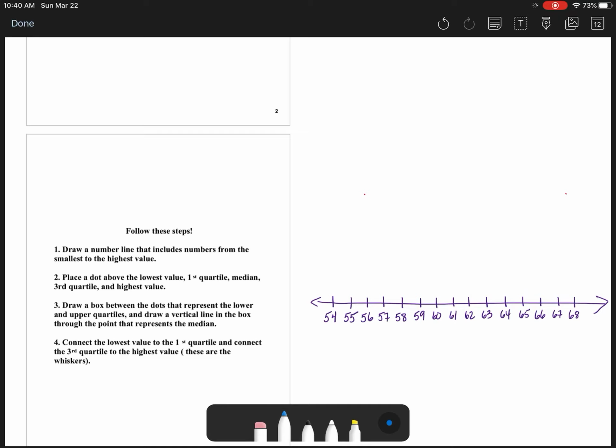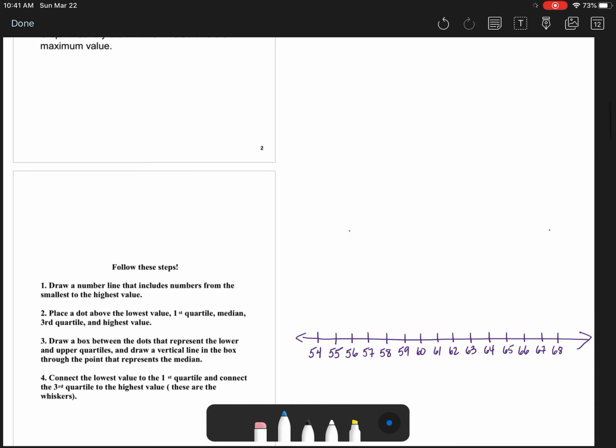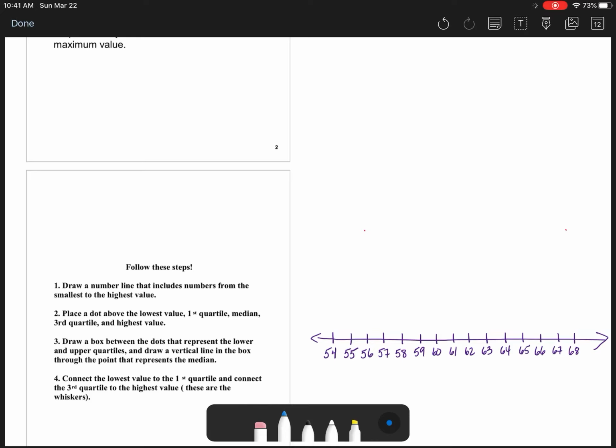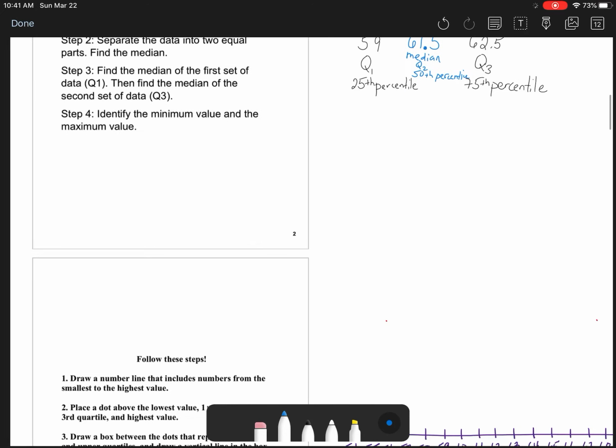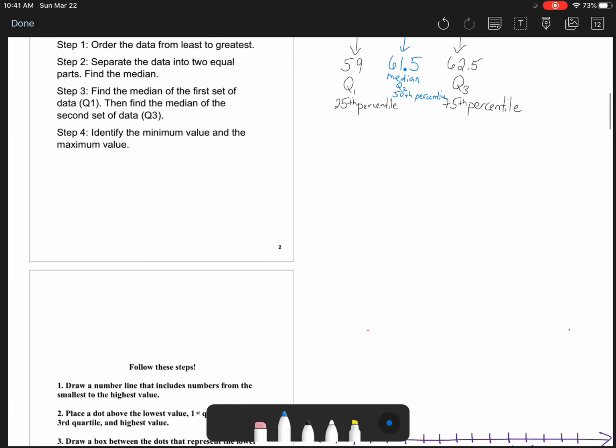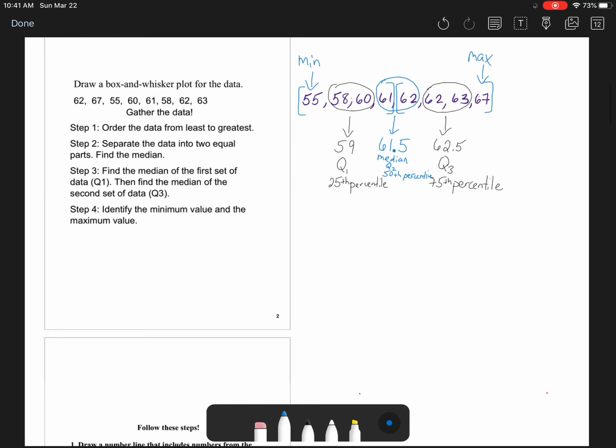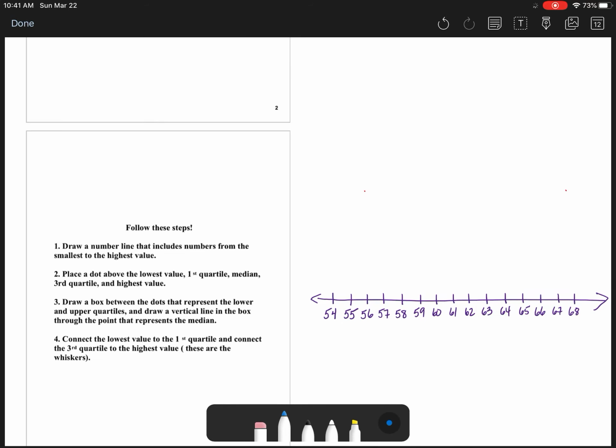Okay, so the next part, this is probably the easiest part. Place a dot above the lowest value, the first quartile, the median, the third quartile, and the highest value. So the numbers that we just located in the previous slide, we're just going to put dots above the numbers on our number line. So the first dot I'm going to put above 55.